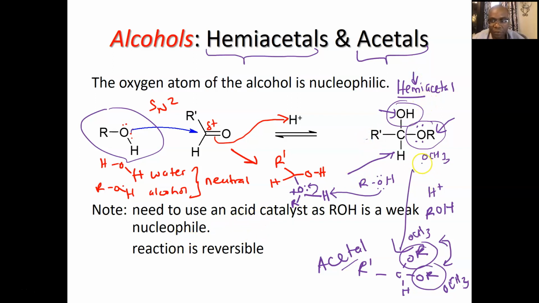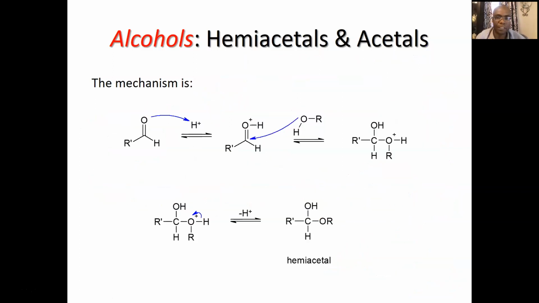We will have to use an acid catalyst. You see how we are using an acid catalyst? Because these 2 are neutral, they are weak nucleophiles. Strong nucleophiles will be negatively charged. So if they're weak nucleophiles, we have to activate the carbonyl to make it a strong electrophile so that the weak nucleophile will attack the activated electrophile. Sounds like too much chemistry, but let's look at the mechanism.